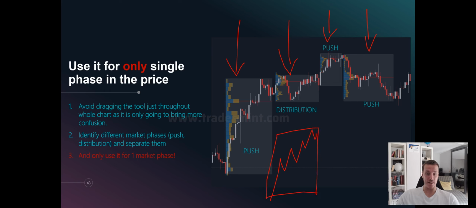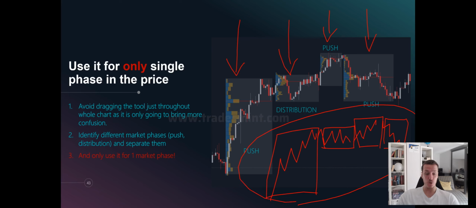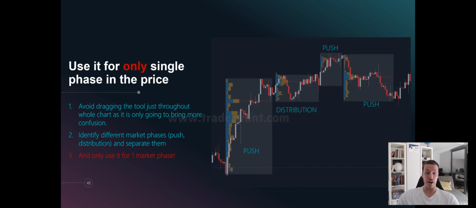Then the price started consolidating. This is the other phase. Now the price had another push. This is the third phase. Then the price had a push to the downside, and this is another phase. Now you don't want to drag the tool all over this. Instead, you want to drag the tool on one phase, another phase, a third phase, a fourth phase, and then you're going to have much more clarity on your charts rather than dragging it all along.